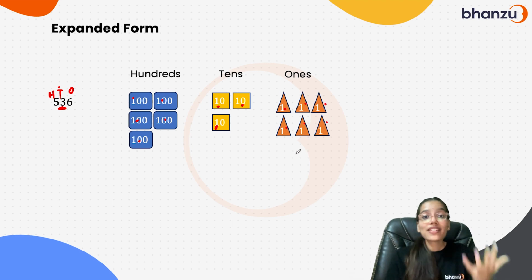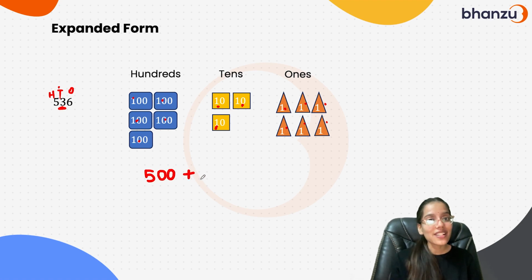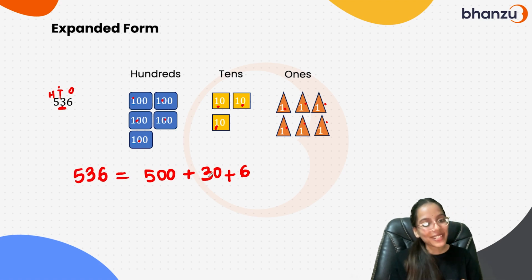Correct? How does it look if I write the same representation using numbers? How do we write 500? Correct. We write it like this. So 500 plus, what is 3 tens? 30. Correct? So 3 tens is 10 plus 10 plus 10. So it is 30. And 6 ones is simply 6. So here I have written the number 536 as 500 plus 30 plus 6. This is called the expanded form. Did you understand it? Amazing.